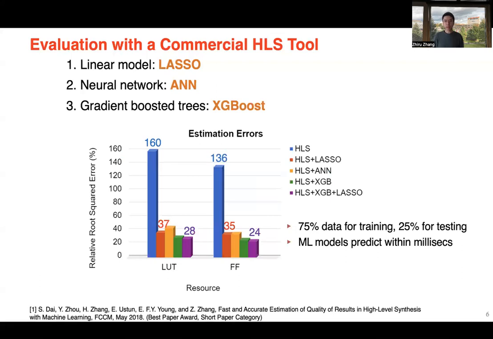These initial results were published a few years ago at FCCM 2018. That's where we received the best paper award in the short paper category.